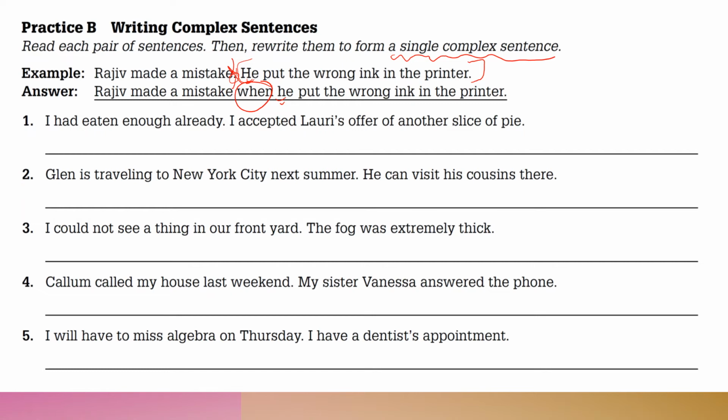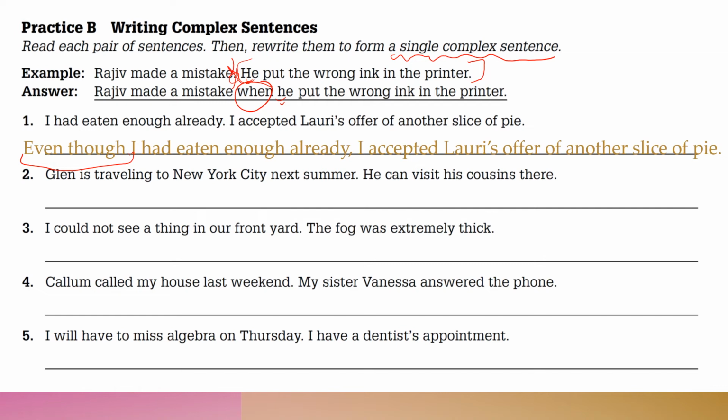So what I want you to do: read the sentences, pause the video, try to do them, combine them to make complex sentences, then play the video and check the answers. All right, let's start. Number 1. Even though I had eaten enough already, I accepted Loris's offer for another slice of pie. Look here what I did.